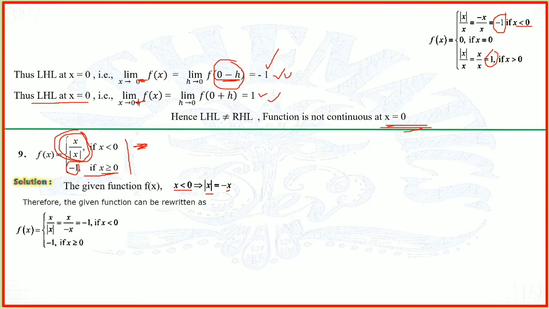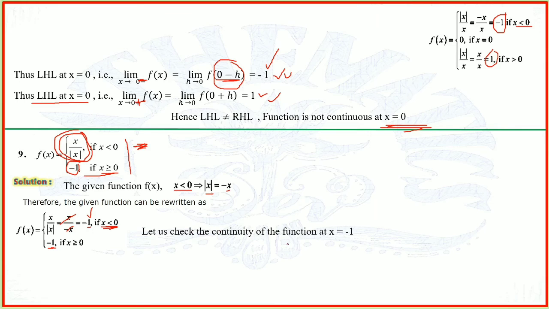That is modulus x upon x, x and x cancelled, so it is minus 1, for x less than 0. Clearly you can see that for the left hand limit we are going to put minus 1, for the right hand limit it is again minus 1, so that means directly it will be continuous. X is greater than or equal to 0.